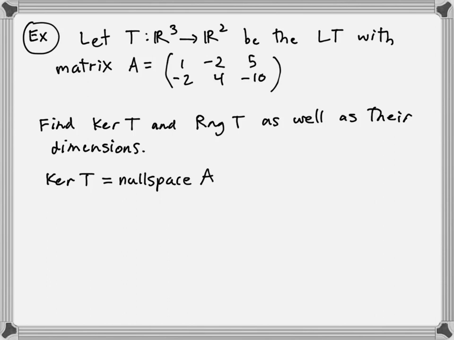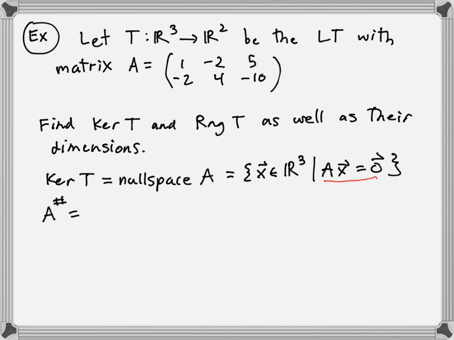So let me remind you guys of what the null space of A is. It's the set of all x, in this case in R3, right? The set of all x in R3 such that Ax is equal to the 0 vector. So let's look at that system. We need to translate this system right here into matrix form. So let's write down the augmented matrix.